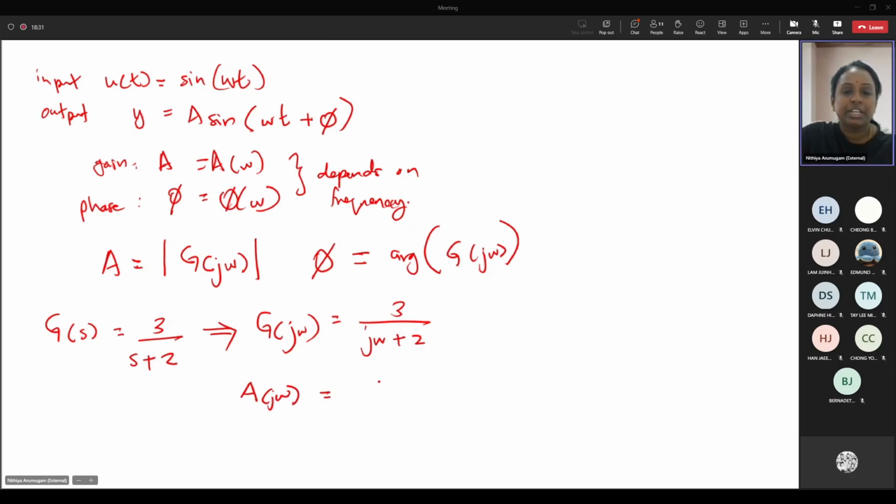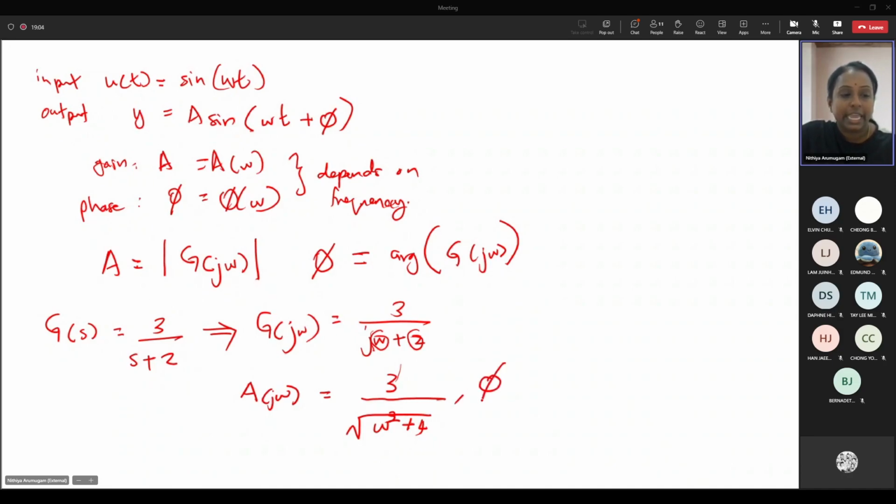If you notice, the formula to calculate the gain is basically the modulus of this function, right? So the modulus can be obtained from the square root of w square plus 4. So I need to take the w and the 2. The j will be ignored. Okay, so this is how to get the gain.